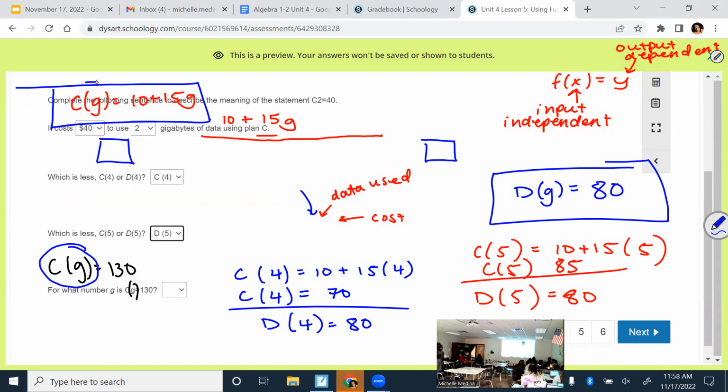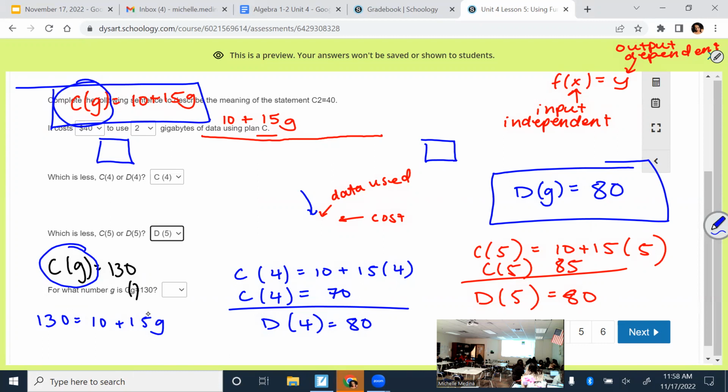The C of G. All right, it'll look something like this. 130 equals 10 plus 15G, right? Because they equal each other. So you make them equal to each other and solve for G. How do I isolate the G?